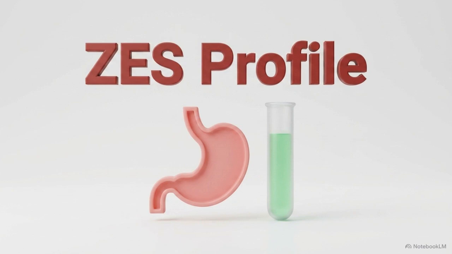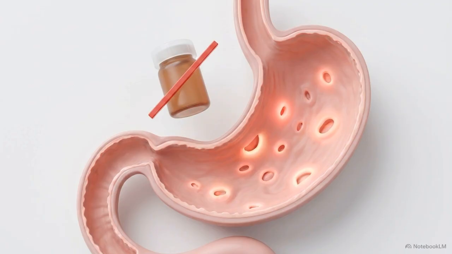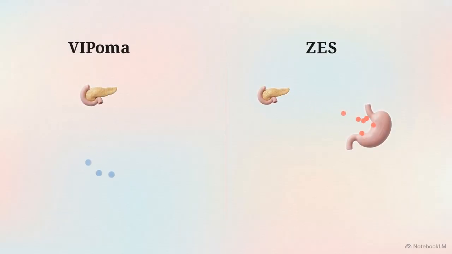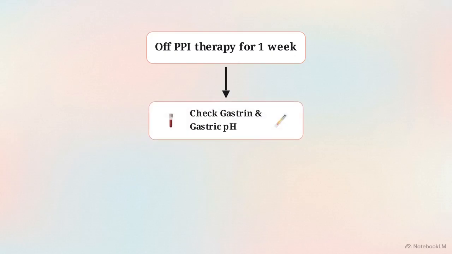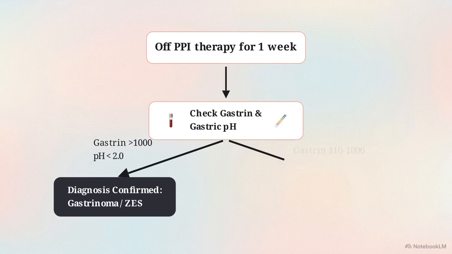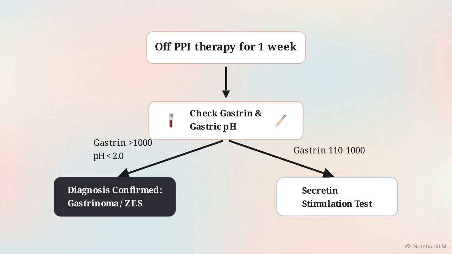Zollinger-Ellison syndrome requires a similar approach, but with a different chemical signature. Suspect ZES when you see peptic ulcers that are refractory to treatment, or ulcers located unusually far into the distal tract, like the jejunum. Unlike VIPoma, ZES tumors release massive gastrin, plummeting intestinal pH. This inactivates pancreatic enzymes, blocking fat emulsification and causing steatorrhea. Diagnose by checking gastric pH and gastrin off PPI therapy. High gastrin and low pH confirm it. Intermediate levels require a secretin stimulation test.